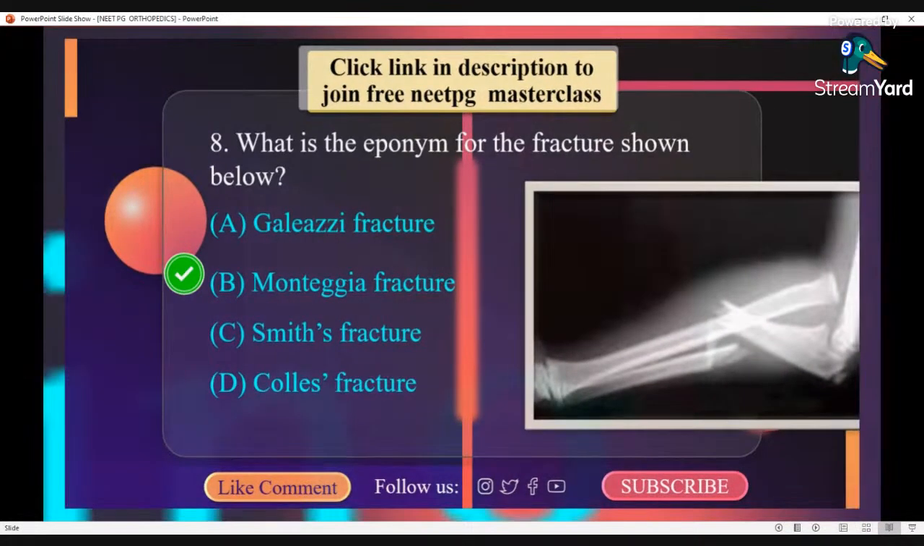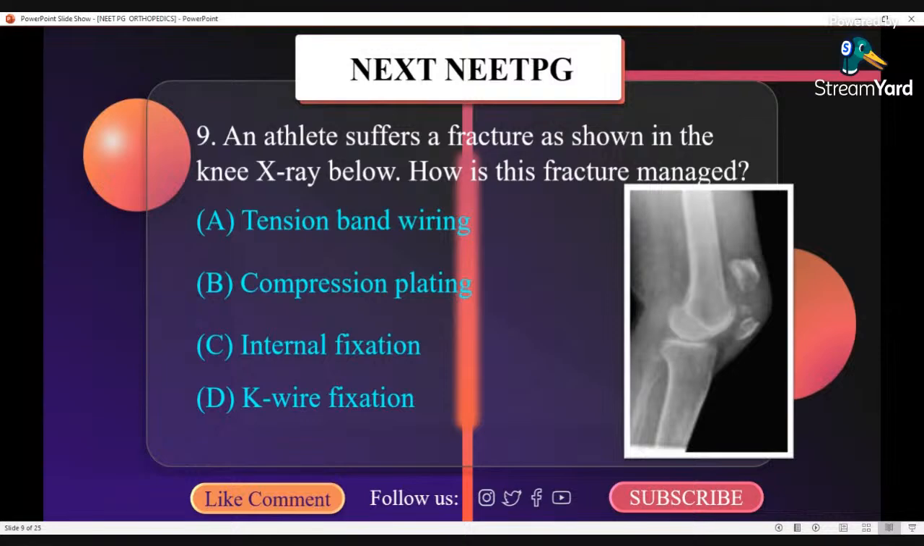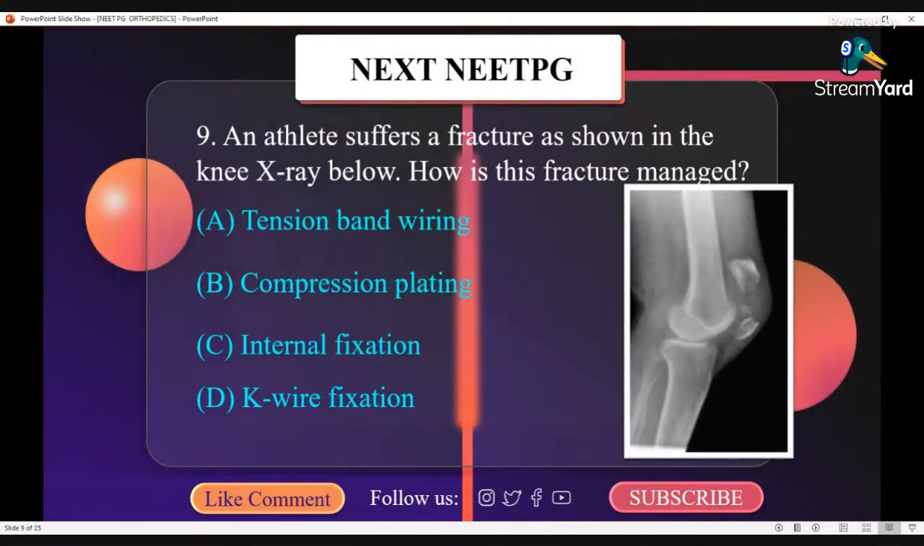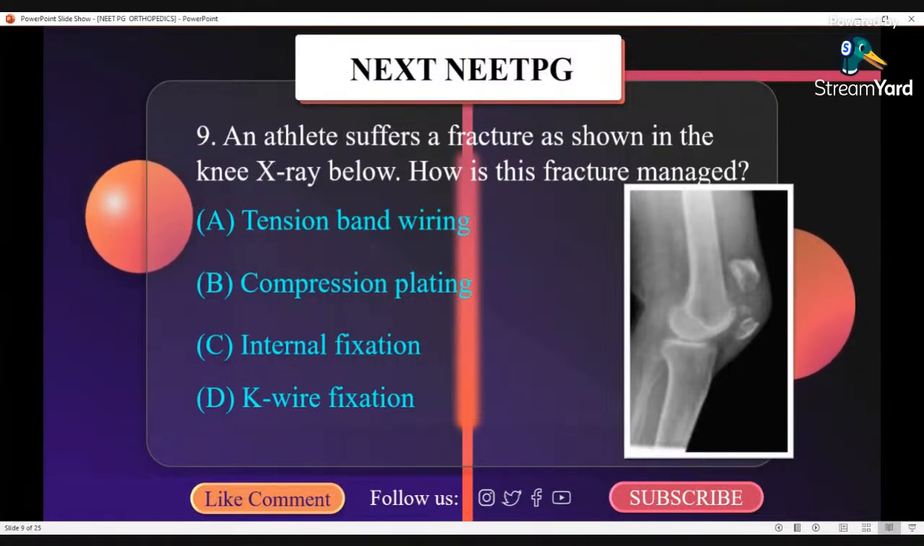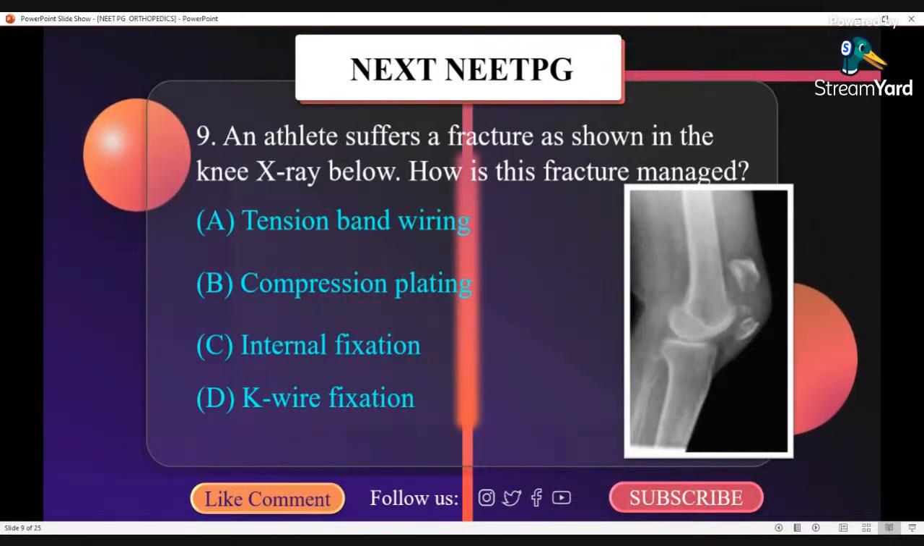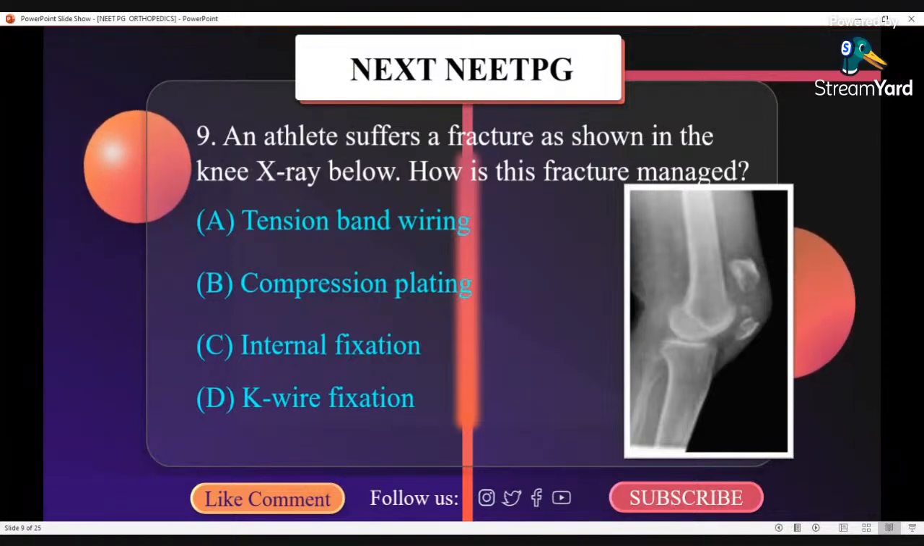An athlete suffers a fracture shown in the knee X-ray below. How is this fracture managed? This fracture is managed by tension band wiring. What type of fracture is it? Anybody? Any guesses? It is a displaced transverse fracture of the patella, which is treated by tension band wiring.